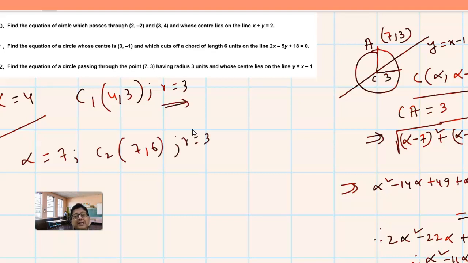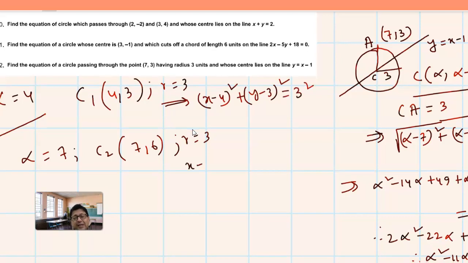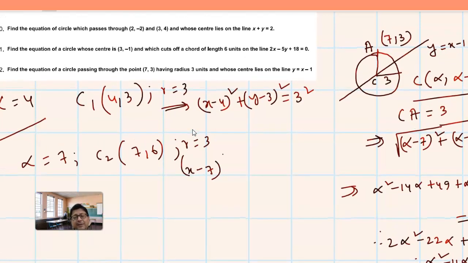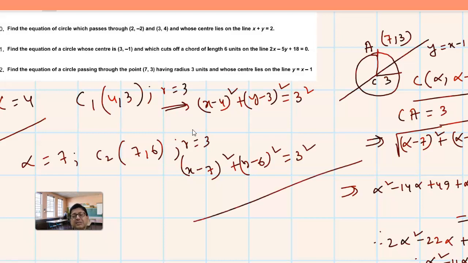In the first case, the equation is x minus 4 whole square plus y minus 3 whole square equal to 9, and in the second case it will be x minus 7 whole square plus y minus 6 whole square equal to 9. This way we can get the equation of both the circles.